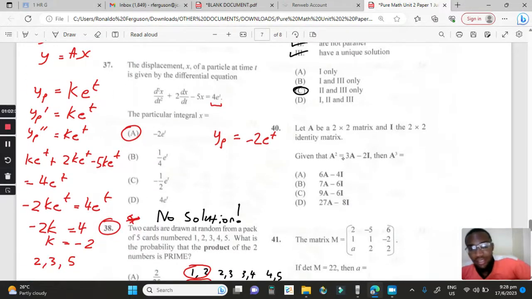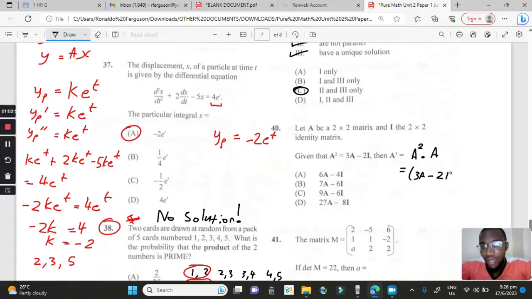This one here, it says, given that A squared is this, then find A cubed. Alright, this is what we need to work out. What is A cubed now? So A cubed, as we know, is A squared times A. And A squared, remember, is 3A minus 2I. That's being multiplied by the matrix A. 3A times A is 3A squared. And then this is minus.